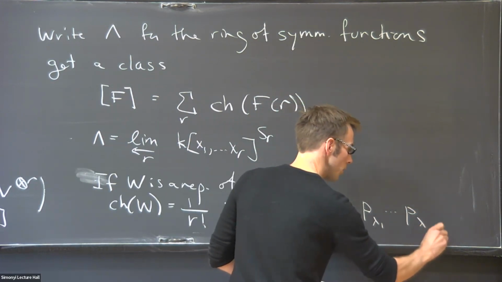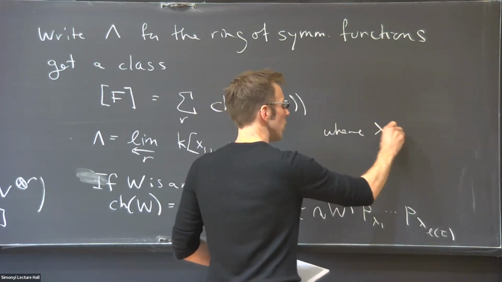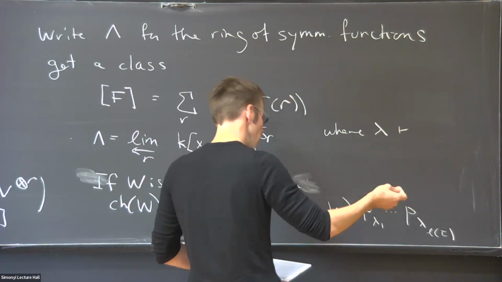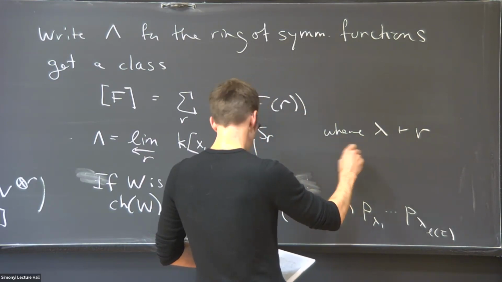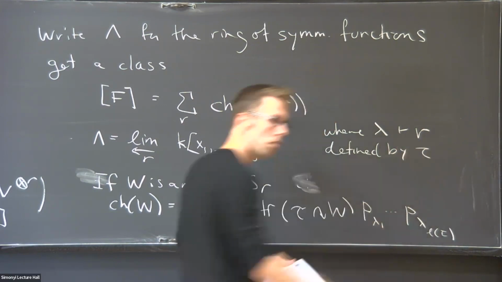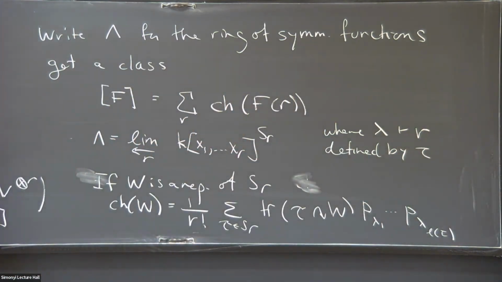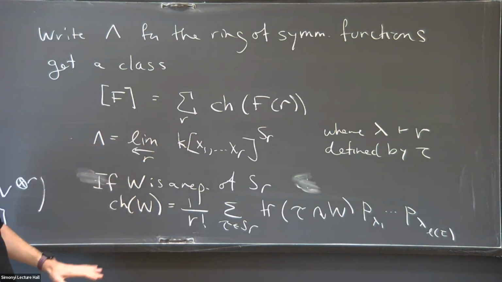Lambda tau, where lambda is the partition of r defined by the cycle type of tau. And this function is an isomorphism from the representation ring of S_r onto this guy. So this is the character of the corresponding representation of GL under Schur-Weyl duality.